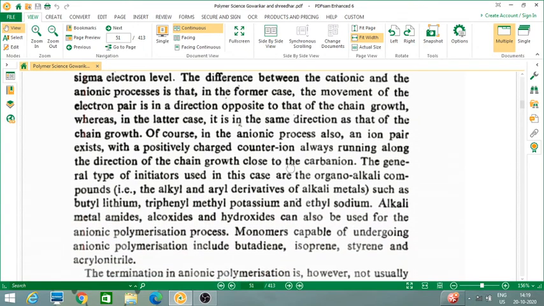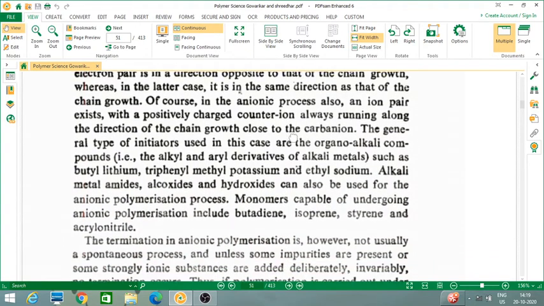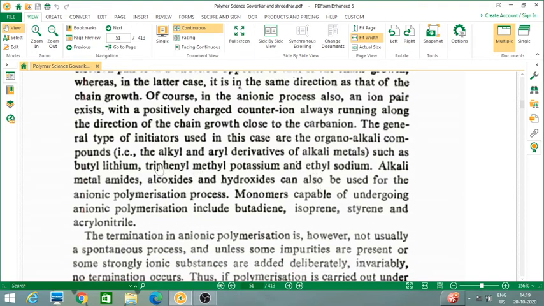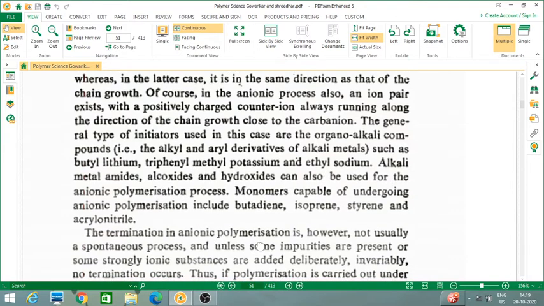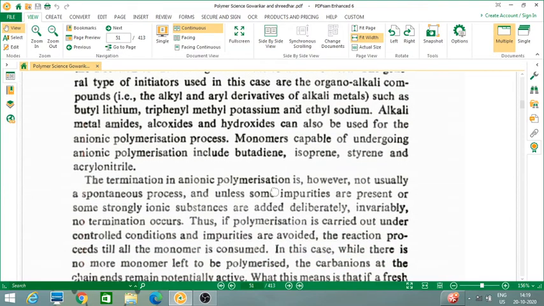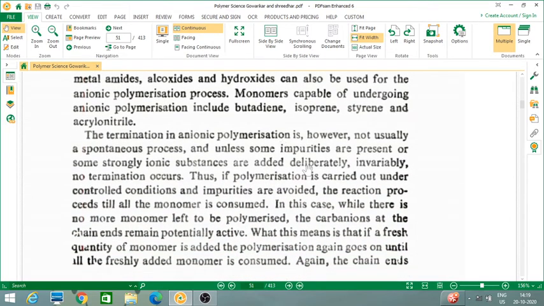The general types of initiators used in this case are organoalkyl compounds such as butyl lithium, triphenyl methyl potassium, and methyl sodium. Alkali metal amides can be used for anionic polymerization as well. Monomers capable of undergoing anionic polymerization include butadiene, isoprene, styrene, and acrylonitrile.